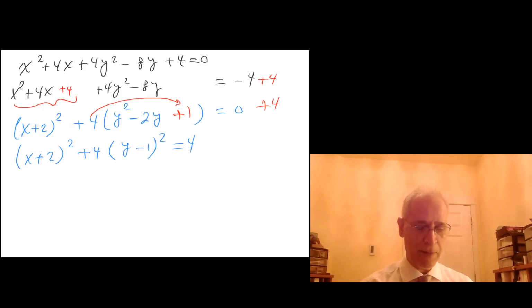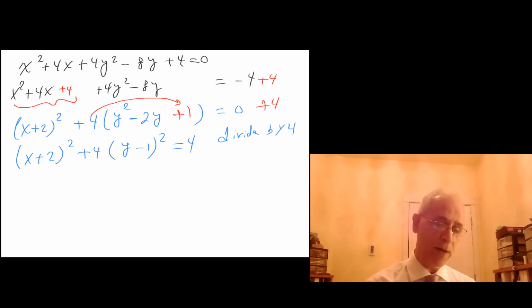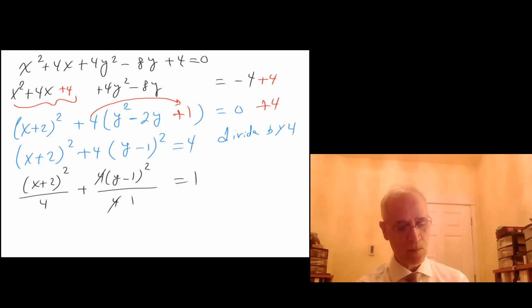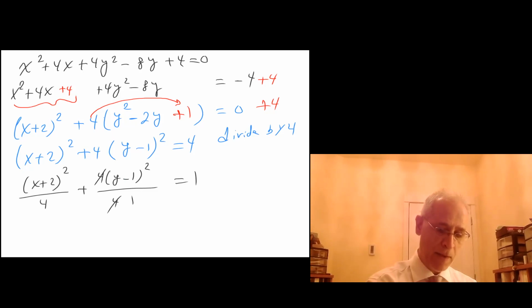Okay, now if I divide everything by 4, because I need a 1 on the right-hand side, I would get x plus 2 squared over 4 plus y minus 1 squared over, of course, let me put this equals 1, and we can cancel this, so this becomes 1. And remember that this 4 is the same as 2 squared. This 1 is the same as 1 squared. So a equals 2 and b equals 1.